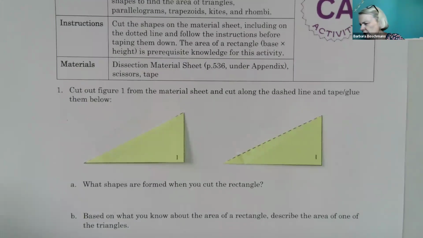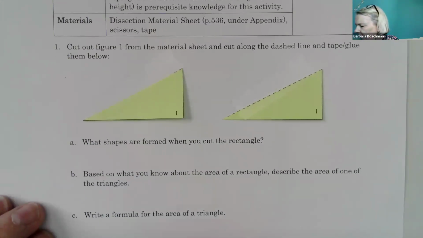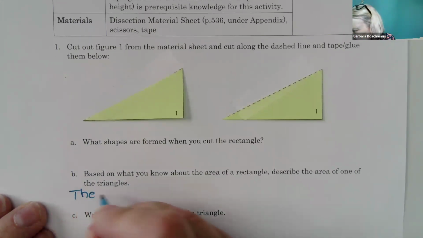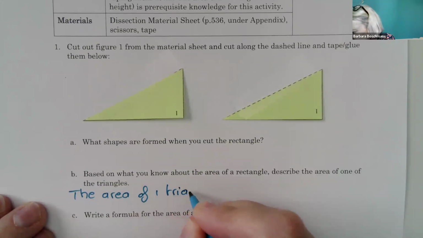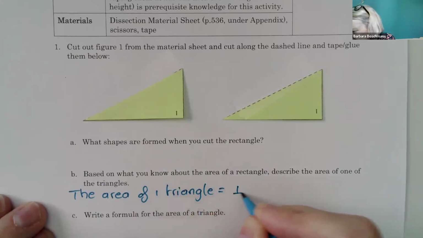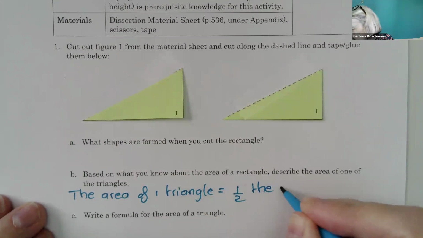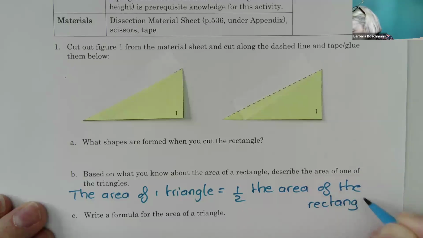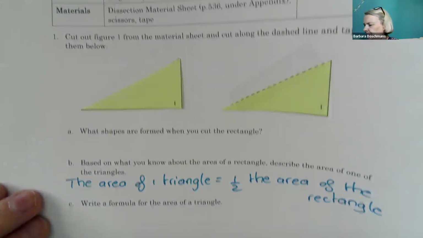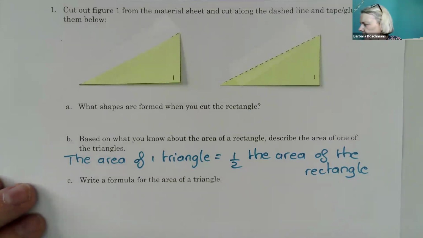And then the question, so what shapes form? You have two congruent right triangles. Based on what you know about the area of the rectangle, describe the area of the rectangle. So this is the description, and the area of one triangle equals half the area of the rectangle. That would be the description. Write a formula for the area of a triangle.